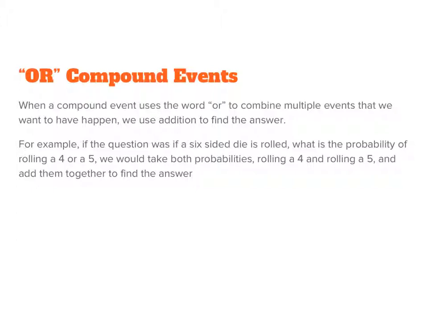So for example, if the question was, if a six-sided die is rolled, what is the probability of rolling a 4 or a 5? See how they use the word or here? We would take both probabilities, rolling a 4 and rolling a 5, and add them together to find the answer. So we take the probability of rolling a 4 and the probability of rolling a 5, add them together, simplify it down, and we'd get our answer.